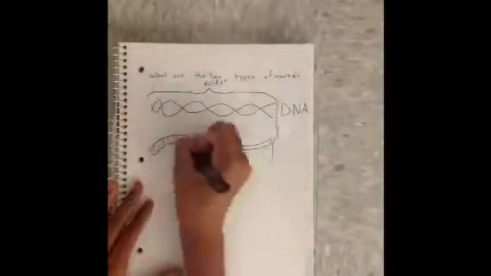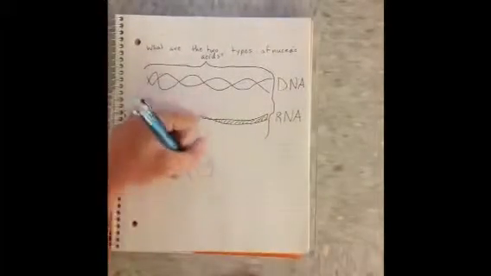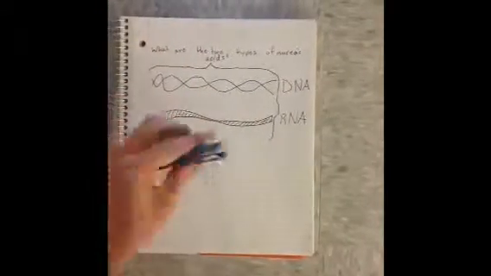There are two types of nucleic acids, DNA and RNA. Nucleotides contain a negatively charged phosphate group, a sugar group, and a nitrogenous base.